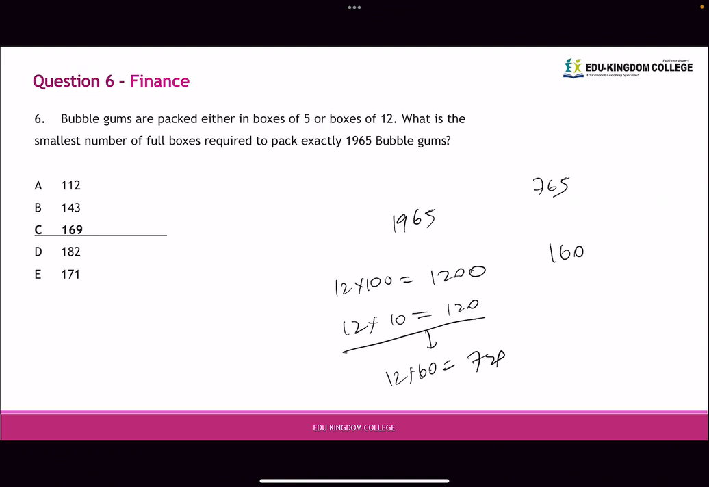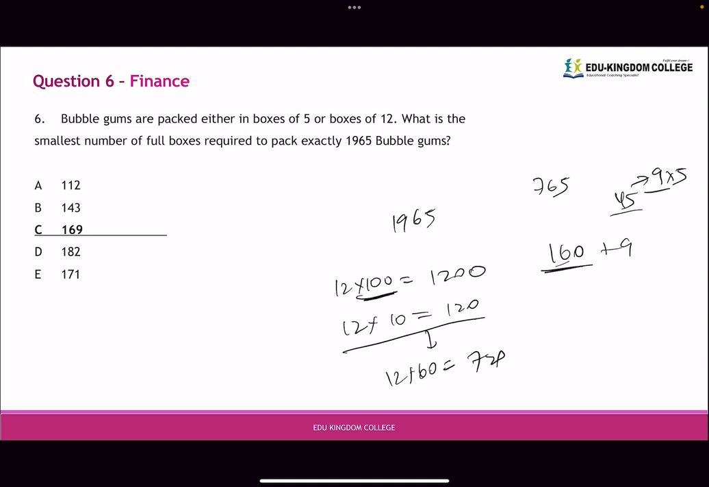45 left over. Okay, so we'll just, so what, 160, 45 left over. We can't split that with 12 and 5, so we have to split it with just 5. So that's 9 boxes of 5. So it's going to be 160 plus 9.